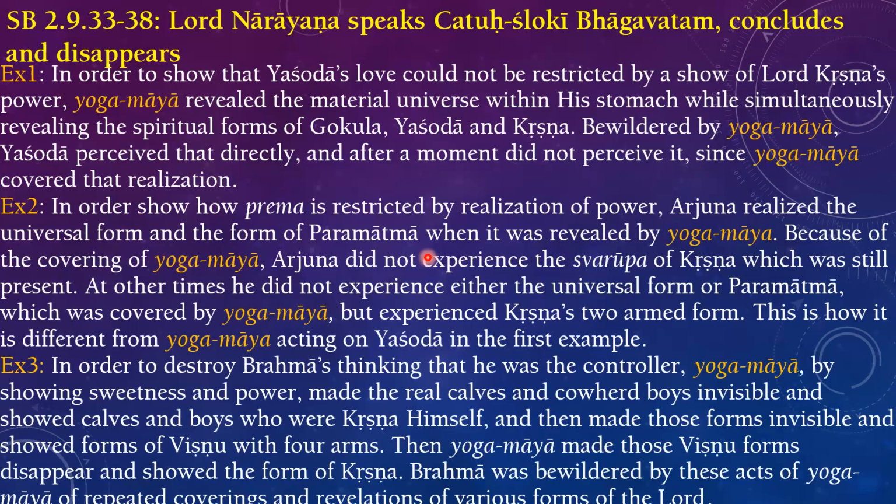Third example. In order to destroy Brahma's thinking that he was the controller, Yogamaya, by showing sweetness and power, made the real cows and cowherd boys invisible, and showed cows and boys who are Krishna himself, and then made those forms invisible, and then showed forms of Vishnu with four arms. Then Yogamaya made those Vishnu forms disappear and showed the form of Krishna. Brahma was bewildered by these acts of Yogamaya, of repeated covering and revelations of various forms of the Lord.